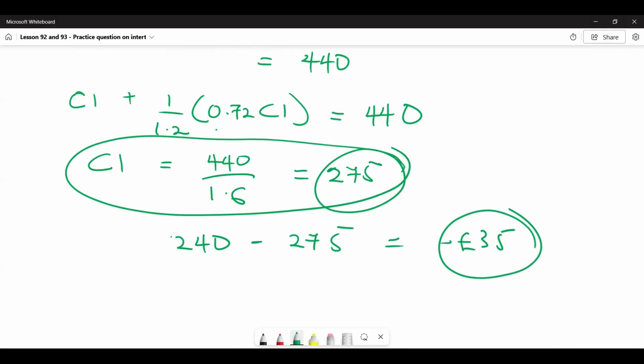So as we stated in our previous lesson, if the consumption was smaller than 240, then it means Nate saved in the first month. But because the consumption in the first period is bigger than the income in that first period, then it means Nate borrowed to fund his current consumption. So this is all that we have, looking at some practice questions on intertemporal choice.